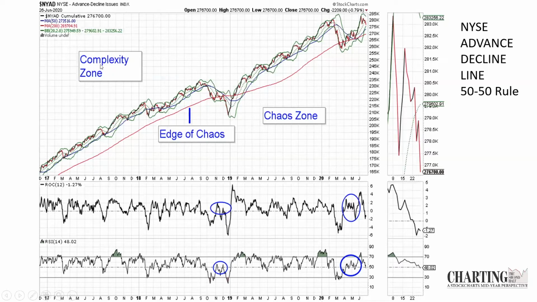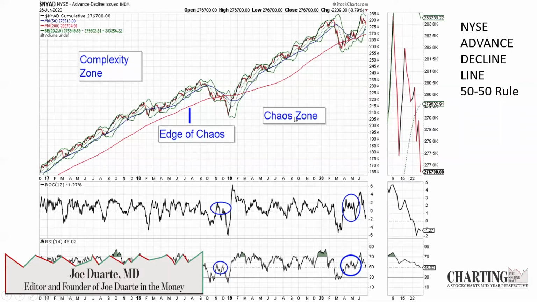So quick overview here. We have the complexity zone, and that's where stocks do well. That's where the forces of the universe are positive and market prices tend to rise. We have a chaos zone where everything is bad. There's disorder and things are going crazy. And we have the edge of chaos, which is where the balance between complexity and chaos is just right to make stock prices go up.